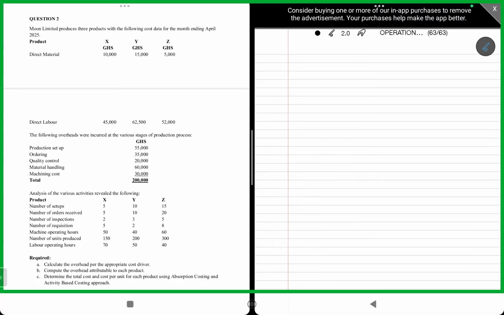Required: A. Calculate the overhead per the appropriate cost driver. B. Compute the overhead attributable to each product. C. Determine the product cost and cost per unit for each product using absorption costing and activity-based costing approach. So first, you read the requirements. The name of the entity is Moon Limited. Right at the top, you go and read the requirement.